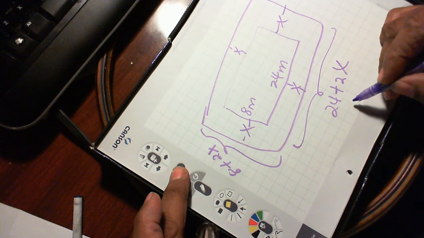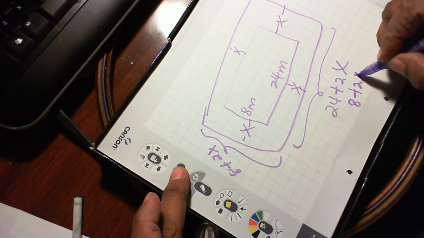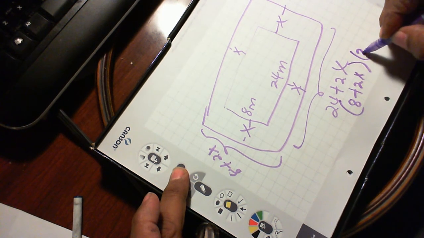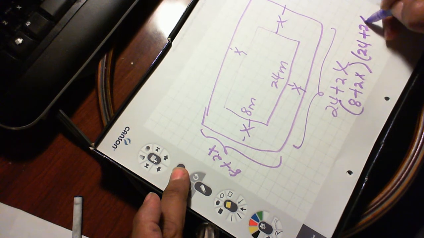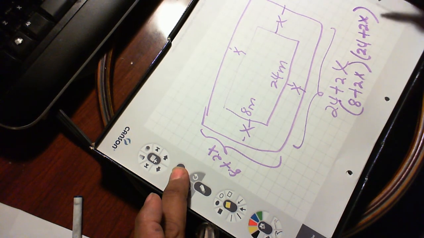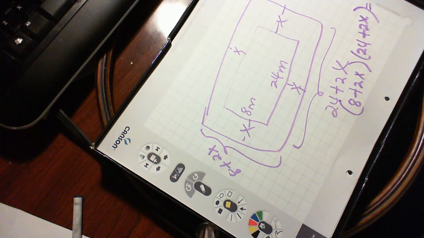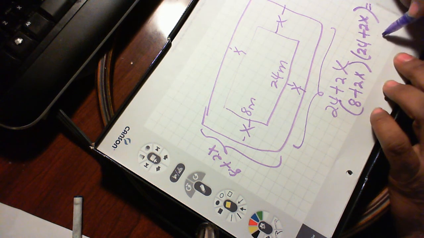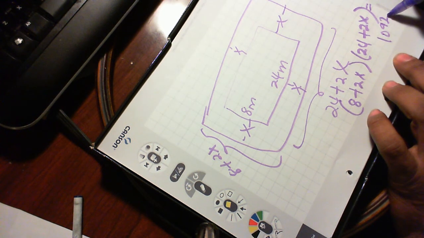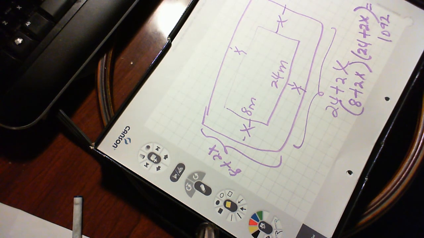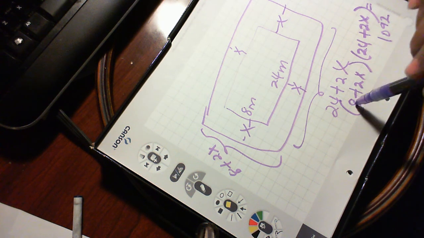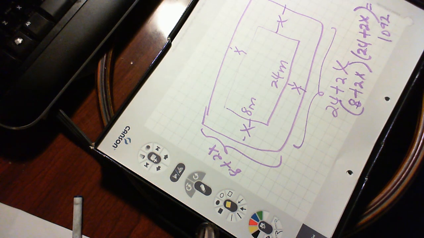What's the area? The area is 8 plus 2x times 24 plus 2x. What is that equal to? That's equal to the area of the whole thing, right? The area of the whole thing is 1092. Now, all you need to do is solve for x. Remember, you cannot solve for x here until you multiply this out, simplify the terms, and then solve for x. Okay? I think that should help you with the test.